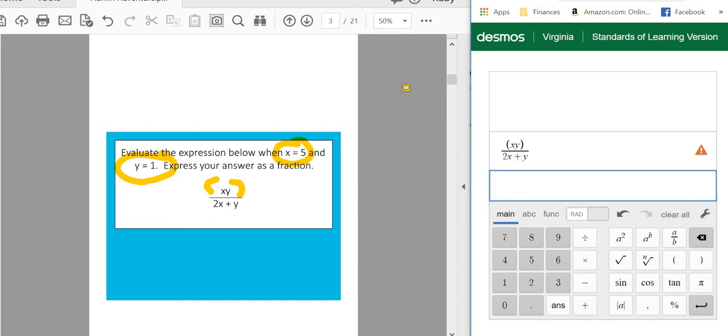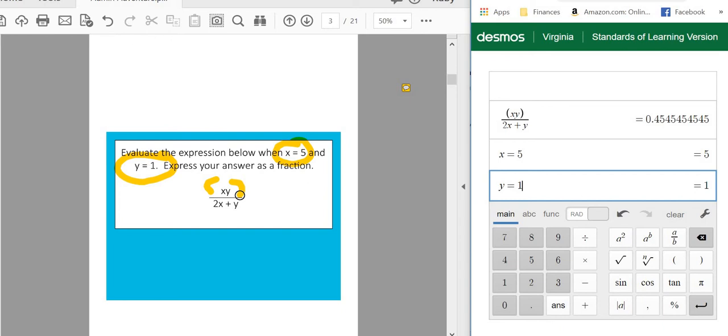Now I'm going to go to my next line and I'm going to tell my calculator what it needs to know. It needs to know that x is equal to 5. Next line, it needs to know that y is equal to 1. And it will automatically fill it in for you.